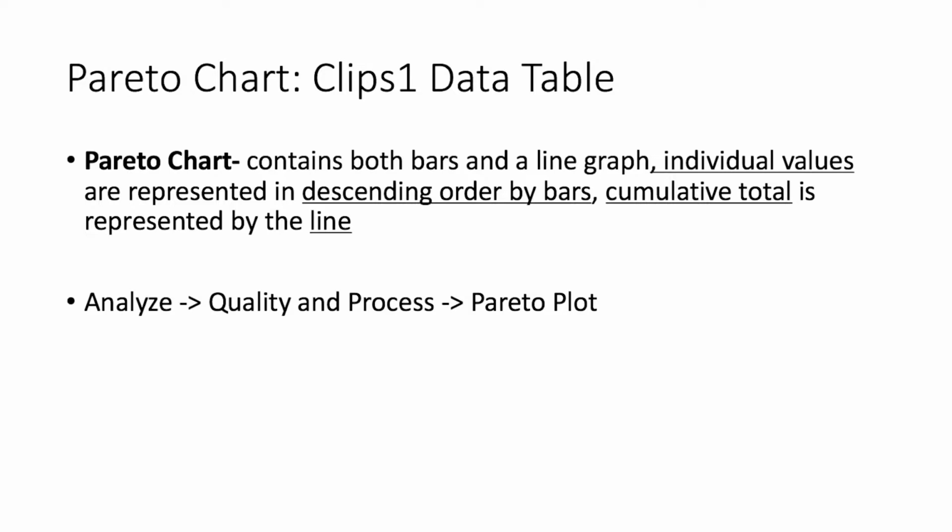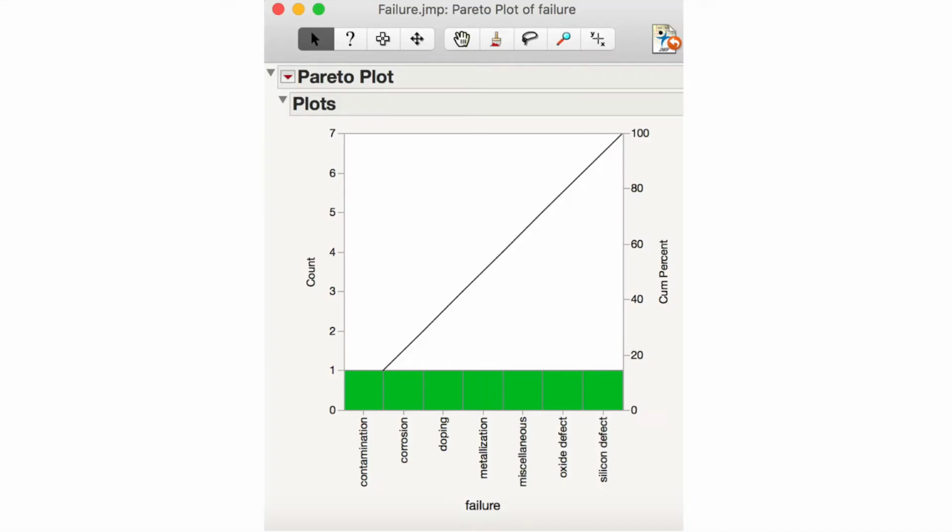We created a Pareto chart using the CLIPS 1 data table. The Pareto chart contains both bars and a line graph. Individual values are represented in descending order by bars. The cumulative total is represented by the line. In SAS JMP, we went to Analyze, Quality and Process, and created the Pareto plot. This is the Pareto plot that we created in JMP.